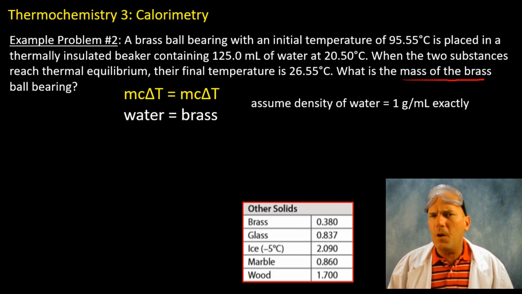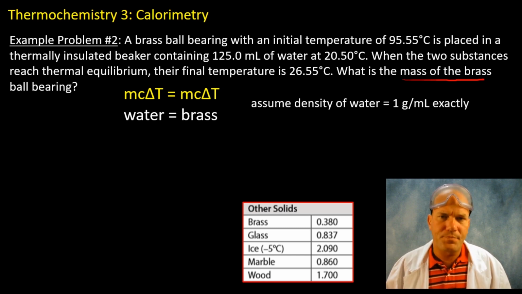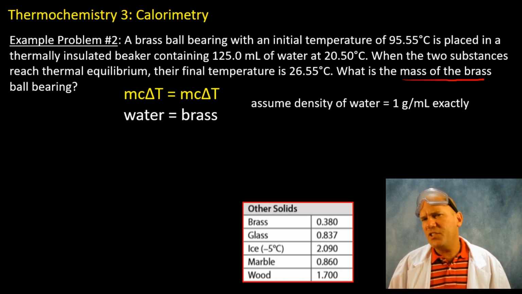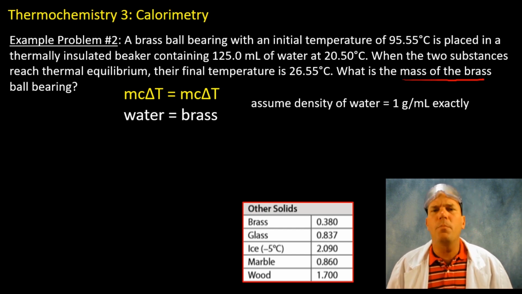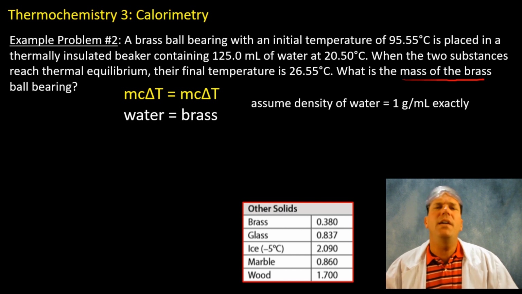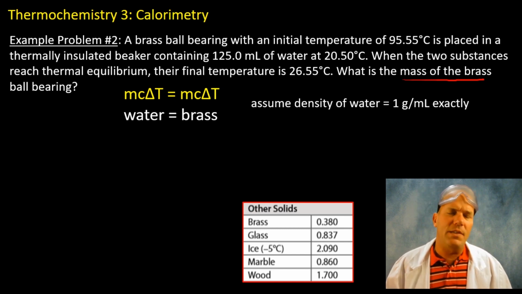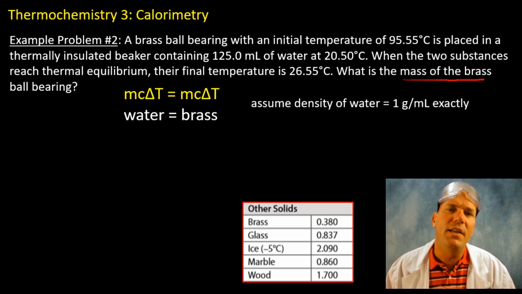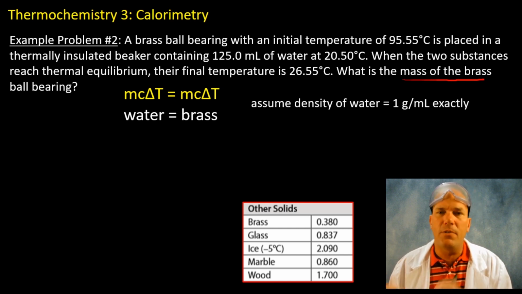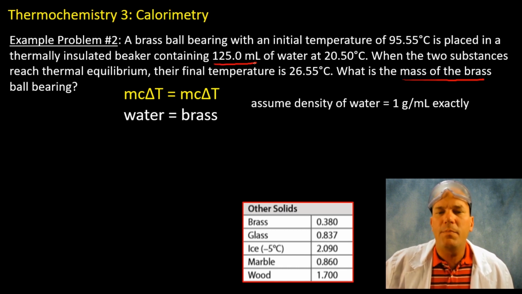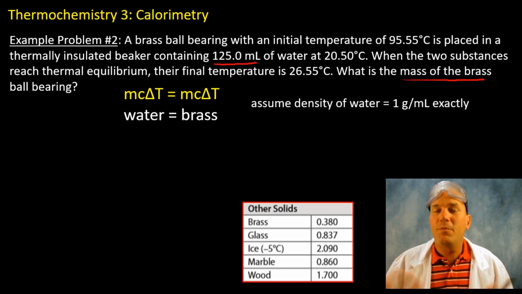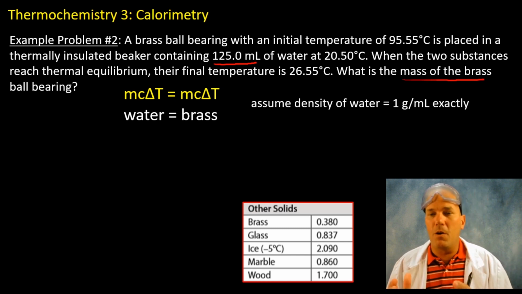The density of water, you've seen this in lab before, is approximately 1 gram per milliliter. So we're going to assume that the density of water is exactly 1 gram per milliliter, because when we're using the equation Q equals MC delta T, it is based on the mass of the substance in grams. And we're given milliliters of the substance. So we need to convert this by simply acknowledging, hey, this is 125 grams of water.